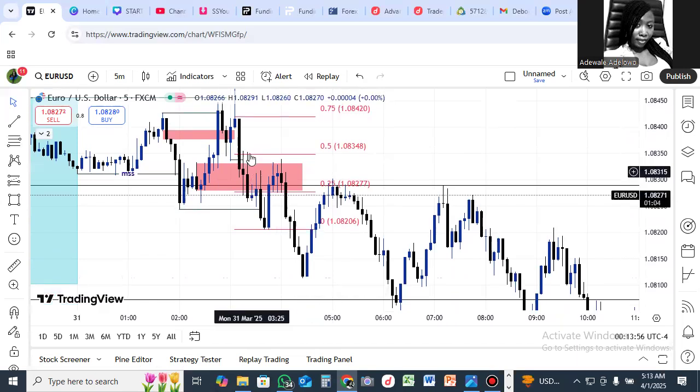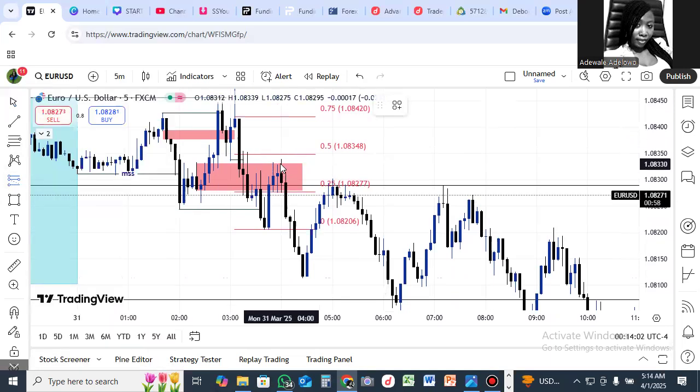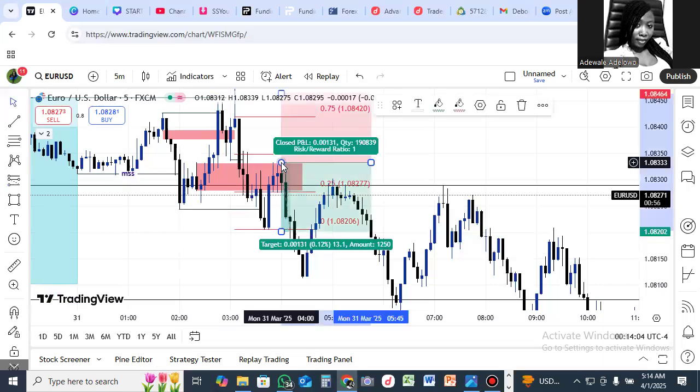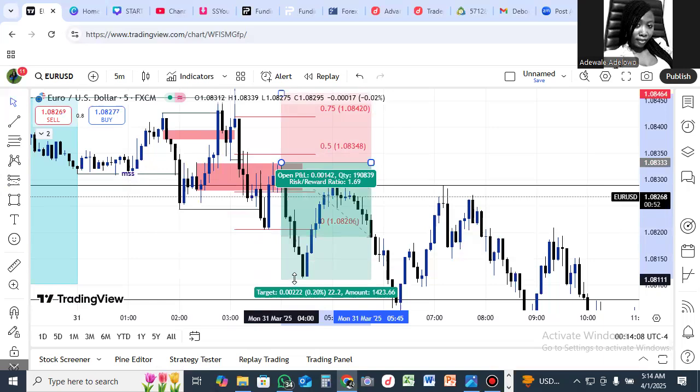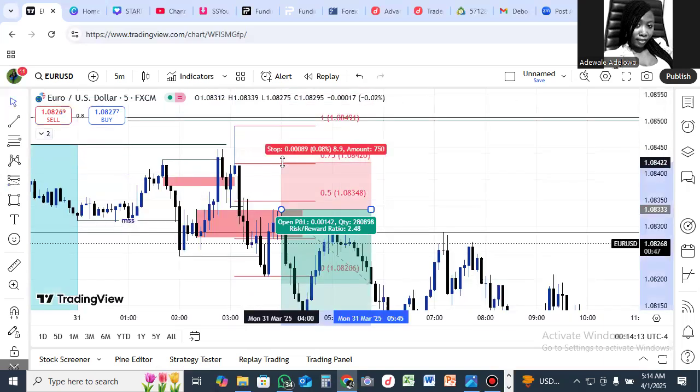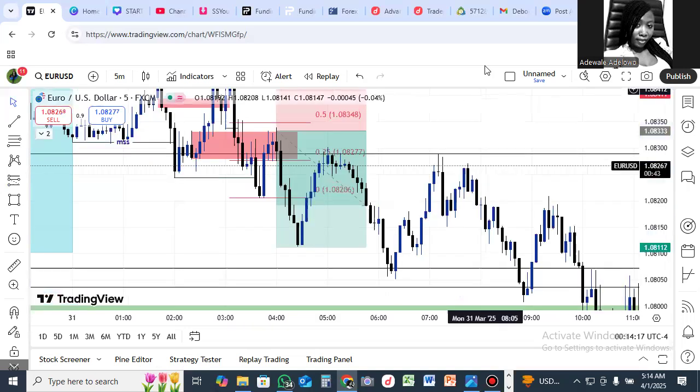So I entered here. I short the market here, but it was expensive, guys. I short the market right here, and I left the market here. My stop loss was just here. Okay, I took the risk. I knew the market was going to reverse.